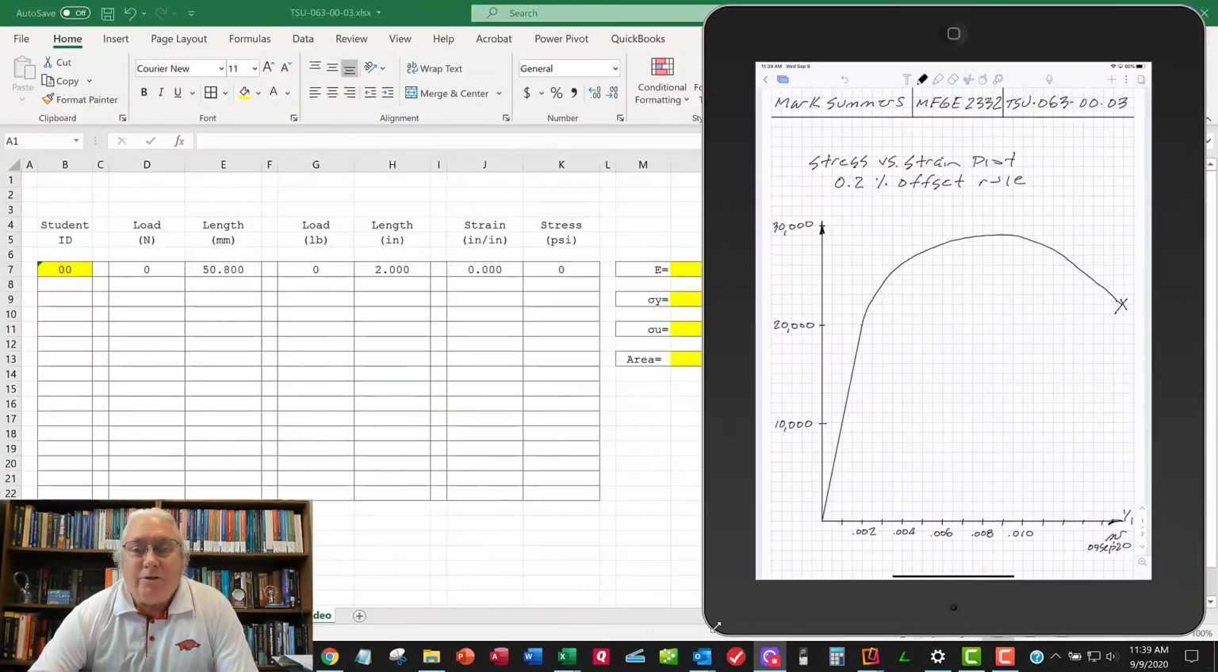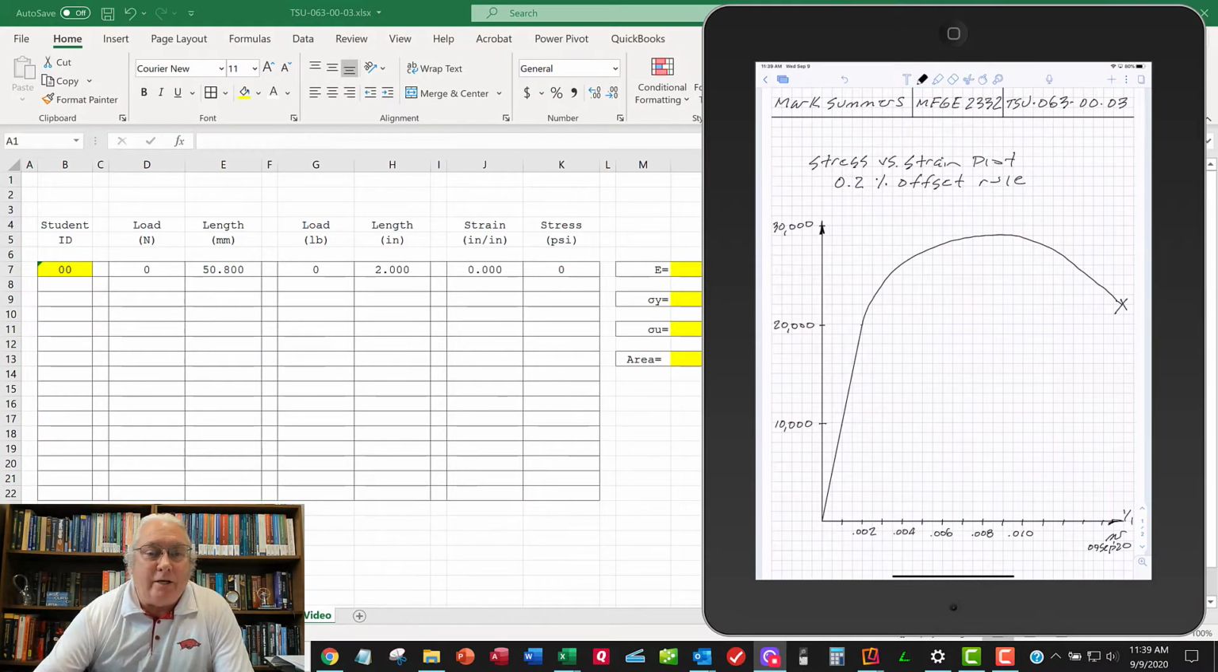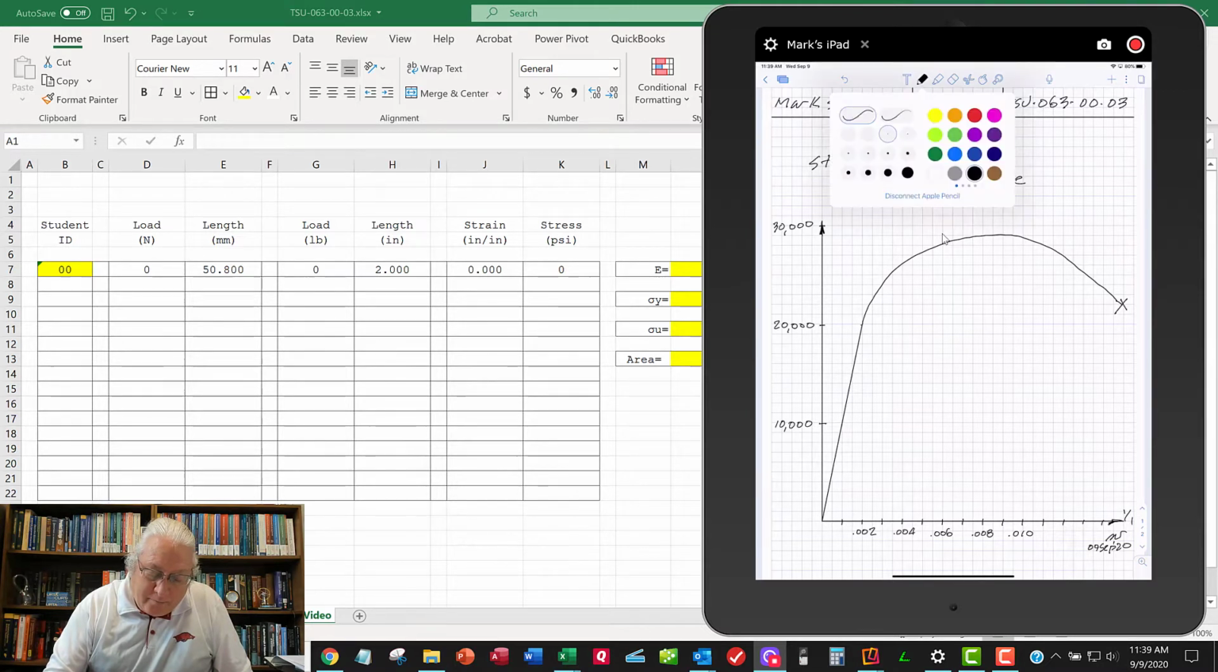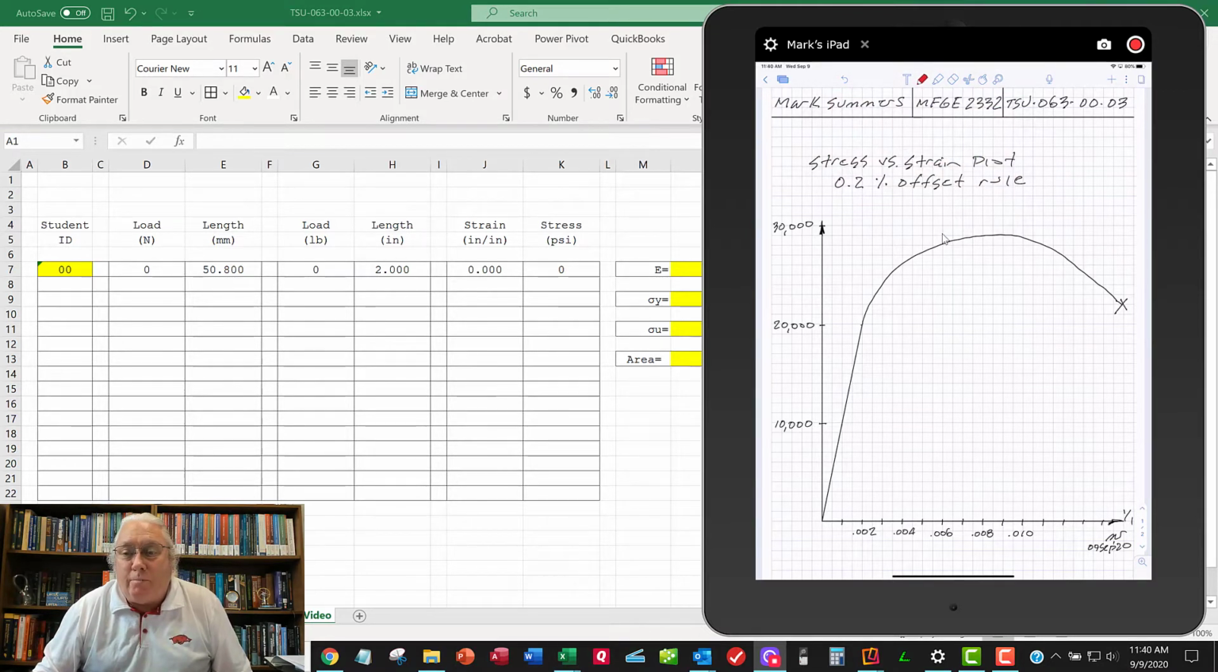So let's get started. Here's the spreadsheet that you'll be using to do our tensile test data input and calculations. But I want to move over to this stress strain plot and review what we talked about in class the other day. Let's identify some of the important parameters we're going to pull from this chart.